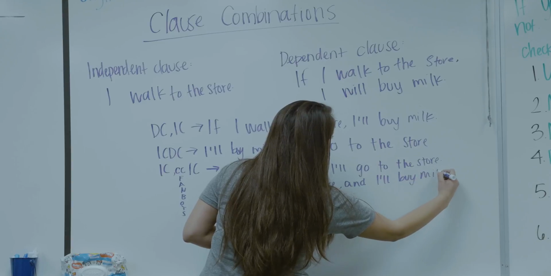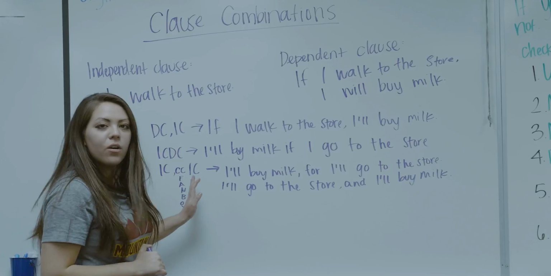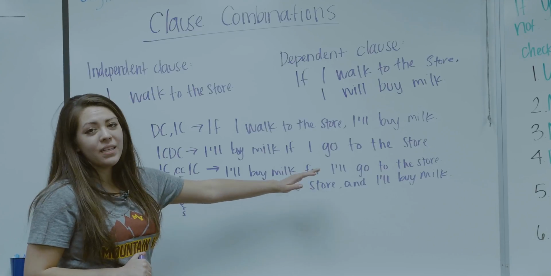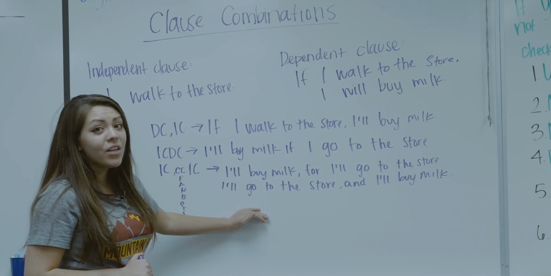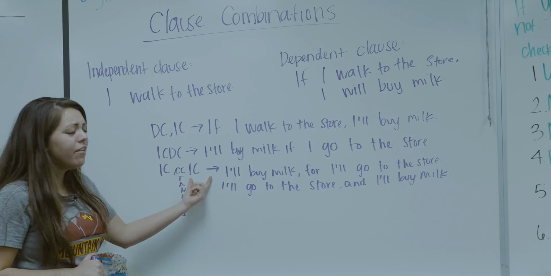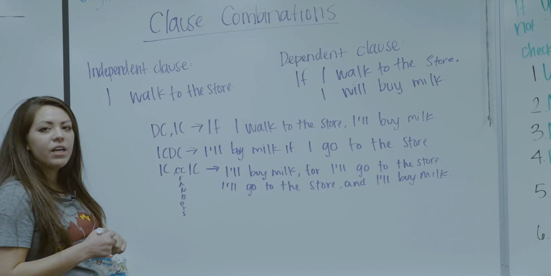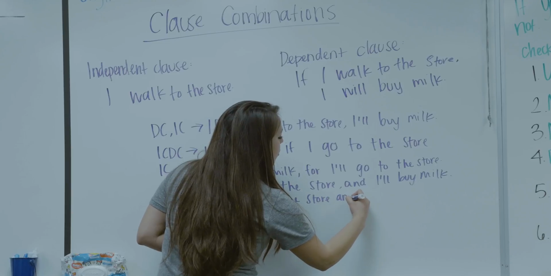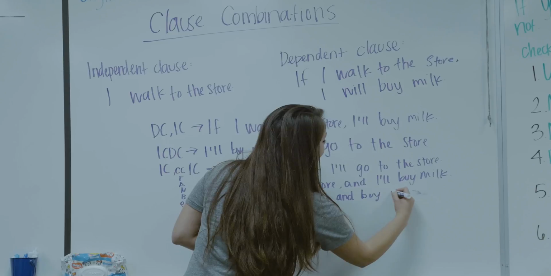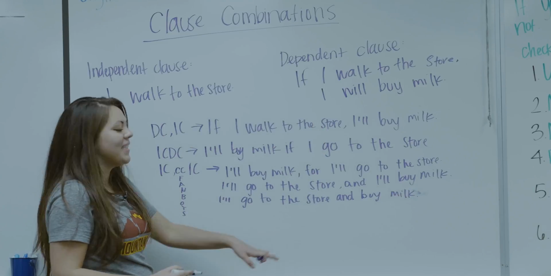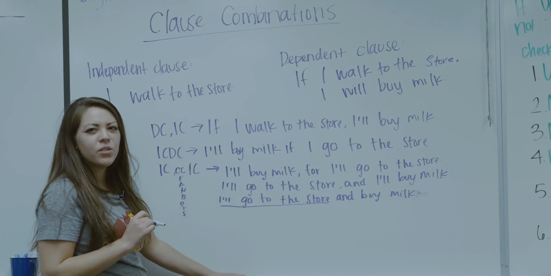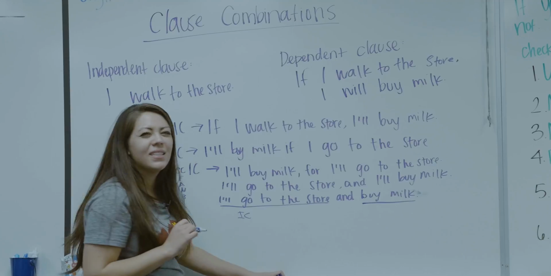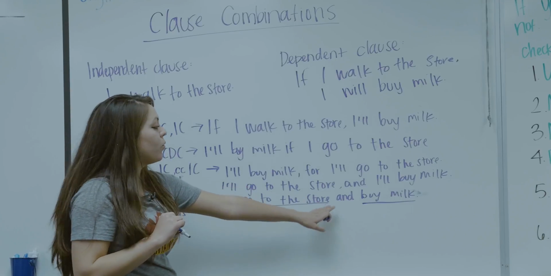Now be careful. Now that we know this clause combination, IC, comma, coordinating conjunction, IC, you might be tempted to write a comma every time you see one of these FANBOYS words or these coordinating conjunctions. Remember, you only have a comma before the coordinating conjunction if what's after is an independent clause in this combination. If we were to write, I'll go to the store and buy milk. Now let's break apart this sentence. I'll go to the store. Does that sound like an independent or a dependent clause? Independent clause. Now let's look at the second part of our sentence. Buy milk. Does that look like an independent clause? We're missing the subject, so we leave out the comma there.